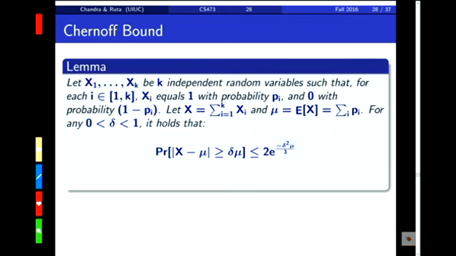Okay, and let's pick a number between 0 and 1, which is delta. Then the probability that X, which is the summation of xi, deviates from its mean, mu, by at least delta times mu. So it's a multiplicative error factor here, not absolute. Okay? That probability is bounded by 2 times e to the minus delta square mu over 3.